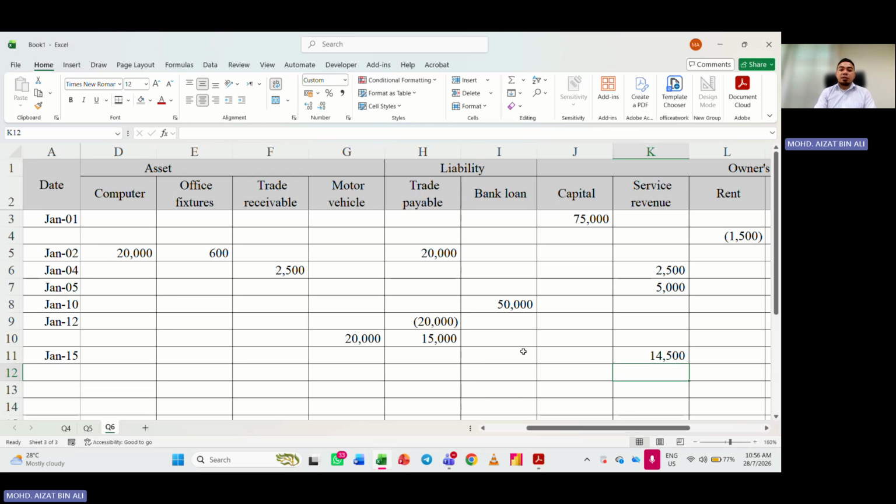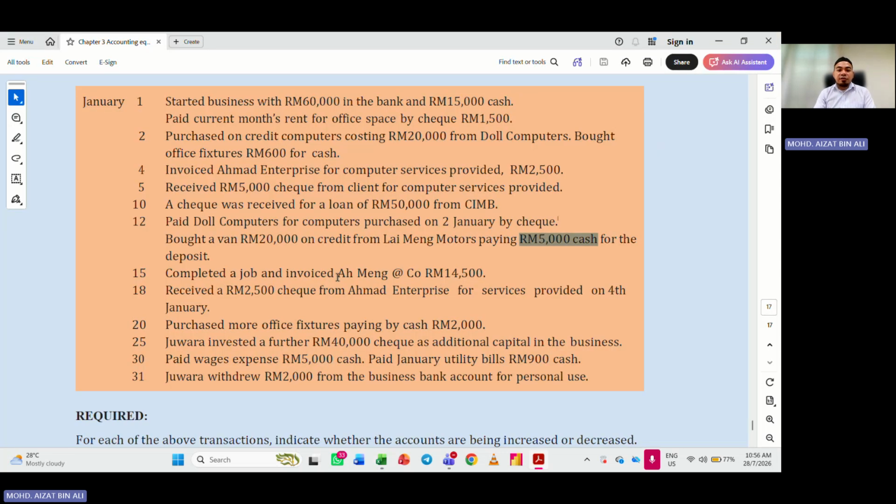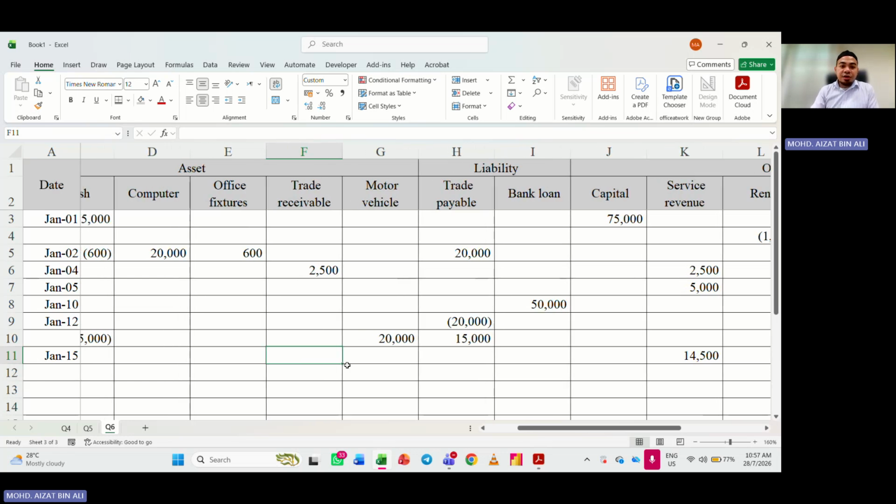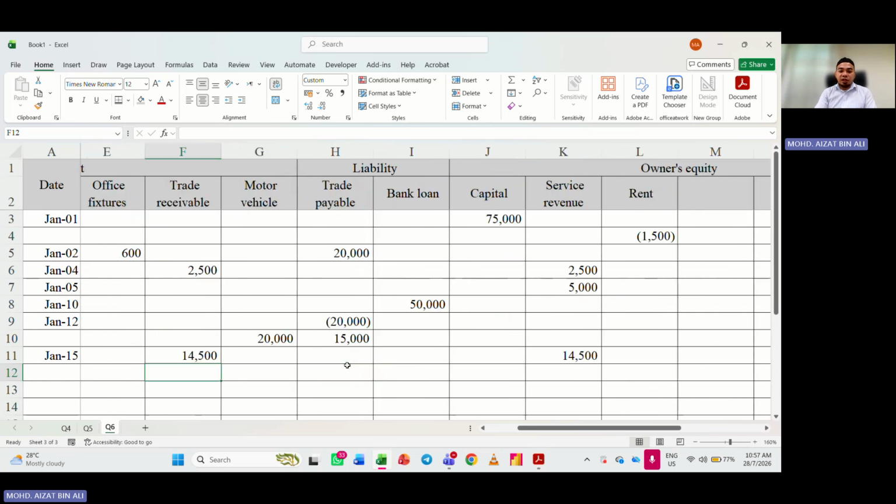Next, because we haven't received the payment, invoice Ahmeng at Co. It is a credit transaction. Ahmeng owes money to us. So Ahmeng at Co becomes our trade receivable. So record in the trade receivable column, 14,500 ringgit.